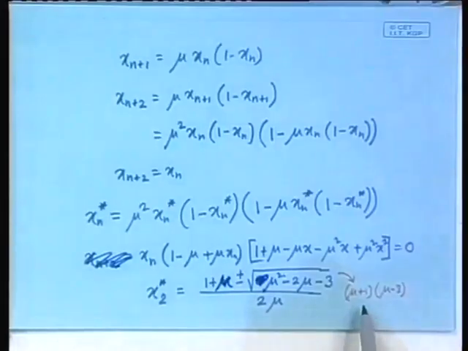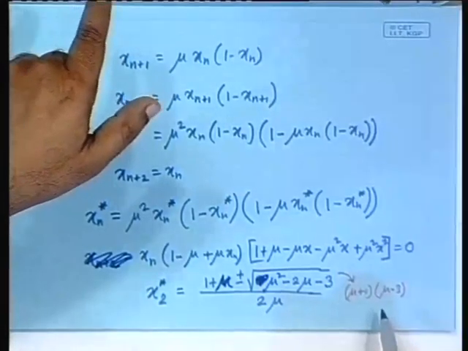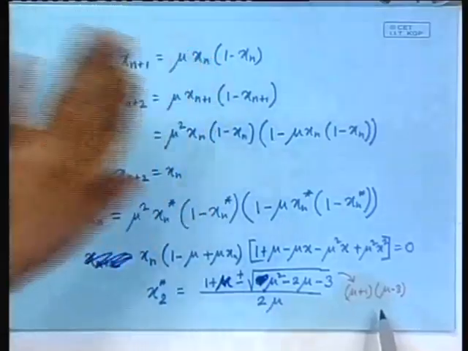So we had earlier concluded the period 1 orbit is stable up to 3, and it becomes unstable at 3. We now conclude that the period 2 orbit starts to exist after 3, not before that. Okay. It does not exist before that, it starts to exist. Now that is why I wanted you to distinguish between existence and stability. Here it starts to exist at 3, we have concluded that. Good.